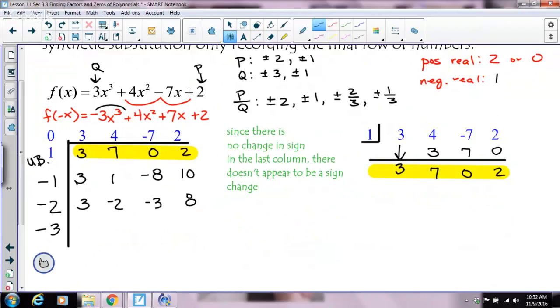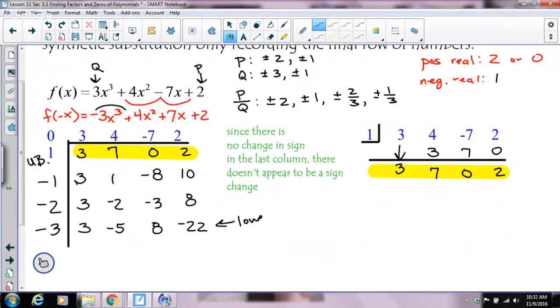8. Well, does that help me? Let's try one more, -3. -3 times 3? -9 plus 4? -5. -5 times -3? Positive 15. 15 plus -7? Positive 8. 8 times -3? -24 plus 2? What did you discover? This is the lower bound.